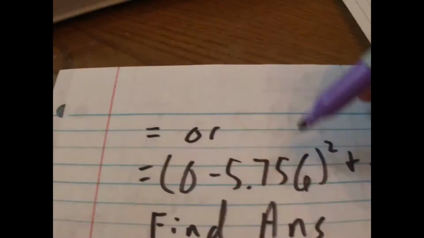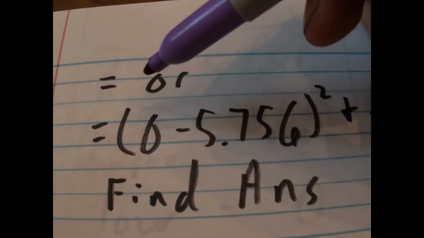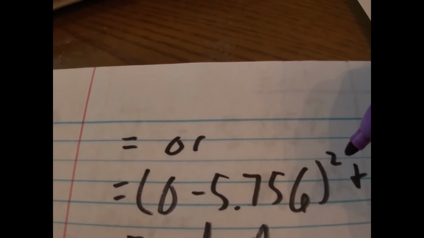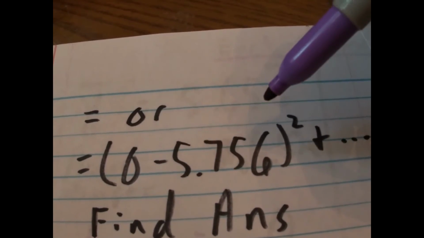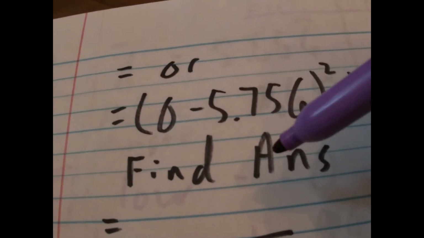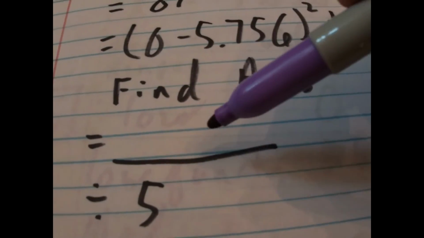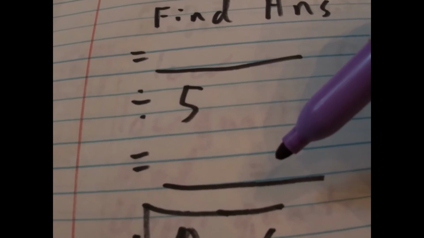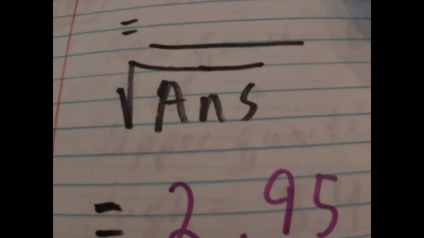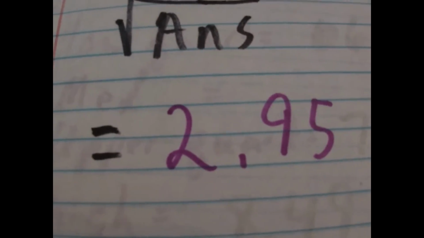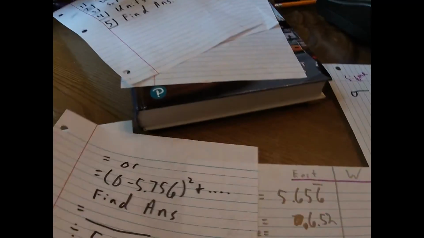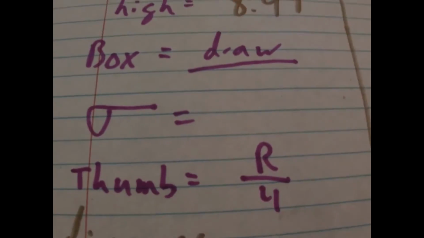I won't do all that triple parentheses. I'll just start with the sum, 0 minus the mean, squared, and then do the next one squared, and so on. Then I'll hit equals. And then I'll divide by 5, hit equals again. And last but not least, I'll find the square root of the answer. I think that's the easiest way. But at any rate, that's how we come up with 2.95 for our uncertainty.